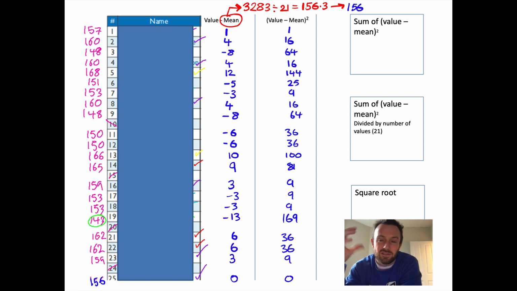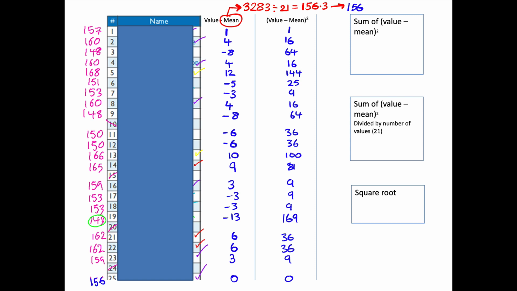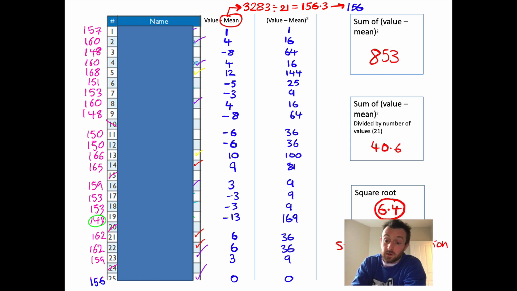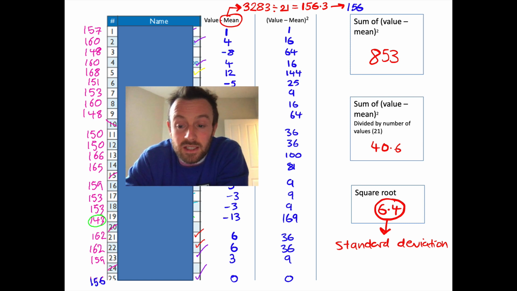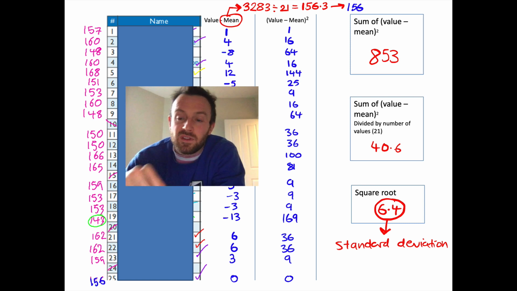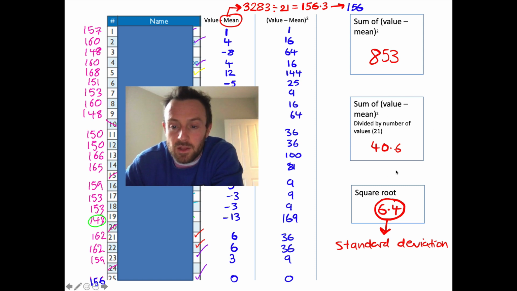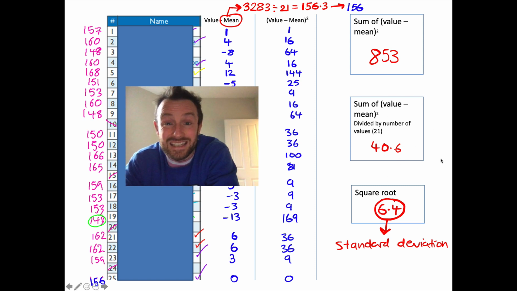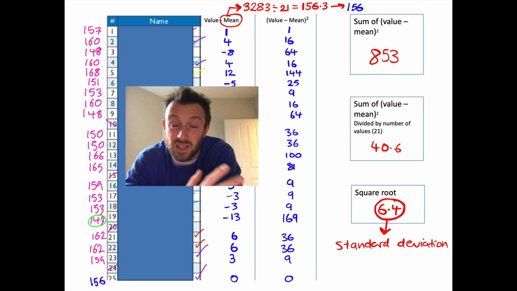And we can think of the standard deviation as, kind of like, on average, how far away is a student from the mean value in height? That's what it kind of is. Pause the video and we'll see if you get the same answer as me. Okay, so the standard deviation there I worked out as being about 6.4. I had 853 for the sum, 40.6 when I divided by 21, and 6.4 for my standard deviation value. So that means an average student in the class was about 6.4 centimeters off the mean on average.